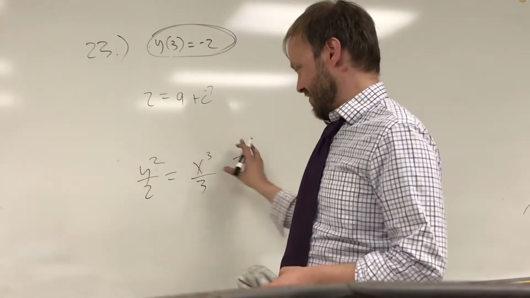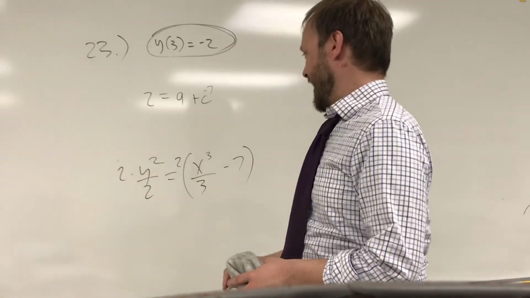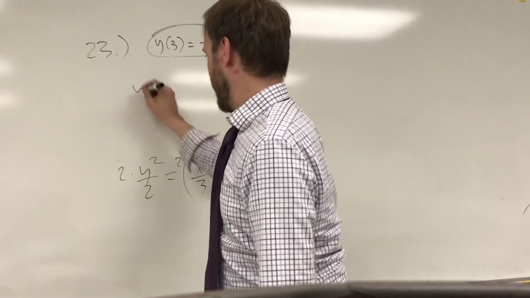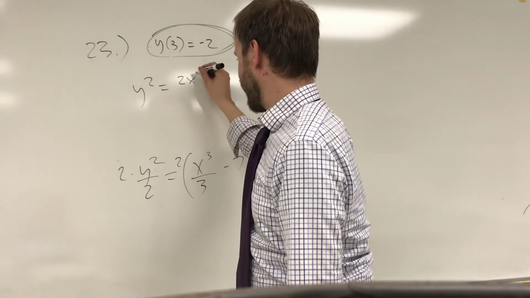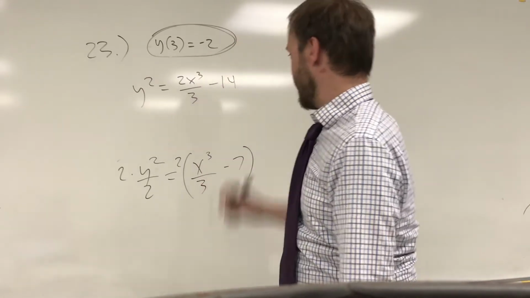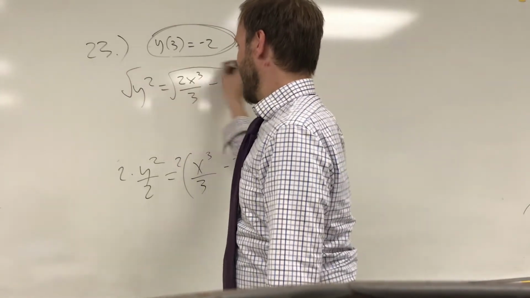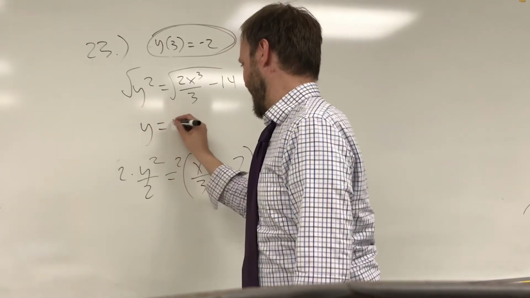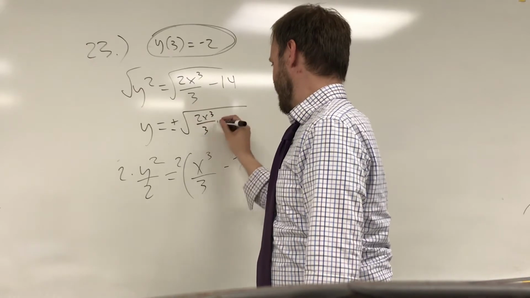And this is a really nice equation. So we can double both sides here, okay? So we're going to end up with y squared is equal to 2/3 x cubed, or 2x cubed over 3, minus 14 when we multiply everything by 2. And then we're going to take the square root of both sides. Now be careful, there's a positive square root and there's a negative square root, okay? And your final answer should be a function, okay?